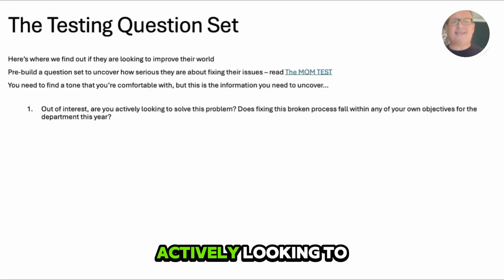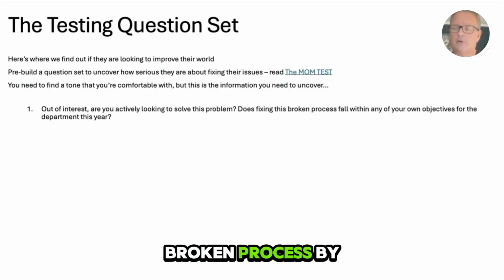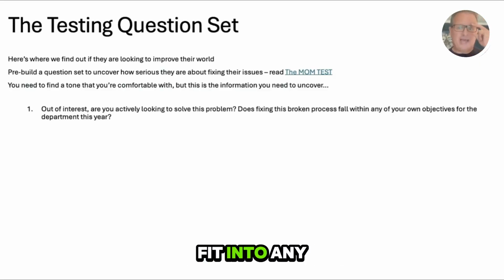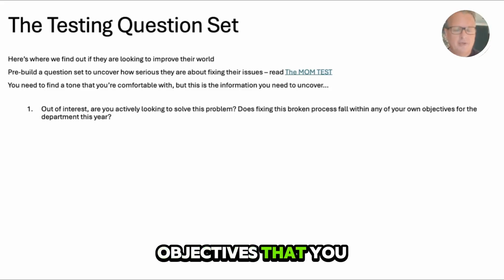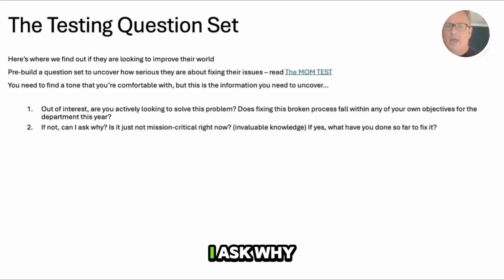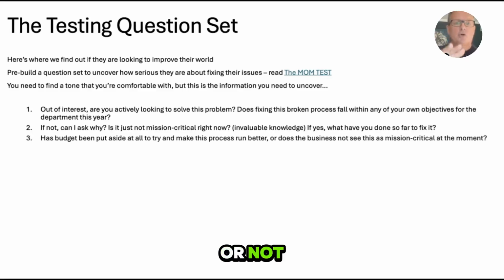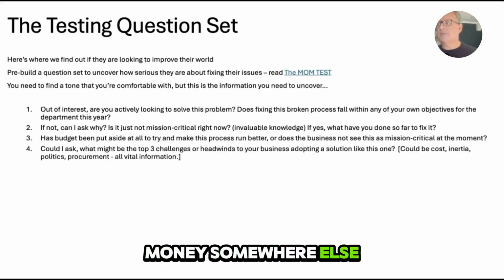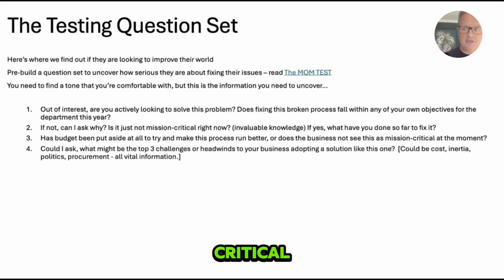Whether they are actively looking to solve this problem. Does fixing this broken process by chance fit into any of the overall objectives that you have personally or your department has this year? If not, can I ask why you're not looking to solve it? We've gone through all this pain, we've shown the heartache, we've shown the lost money. Out of interest, why would you not look to solve it? What is the cost of delay to solve this or not? Because if they haven't, we're going to have to go and find that money somewhere else. Or does the business not see it as mission critical?